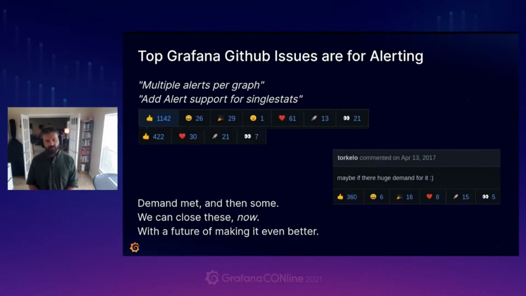We've had some top Grafana GitHub issues around alerting. A couple of them are multiple alerts per graph and add alert support for single stats. These have a lot of thumbs up and smiley faces and a couple sad faces. But Torkel said, maybe if there's huge demand for it. Well, the demand has definitely been met, and then some, I think. So we can close these now, actually. And the future, I think, is just going to be making them better and building on top of it.